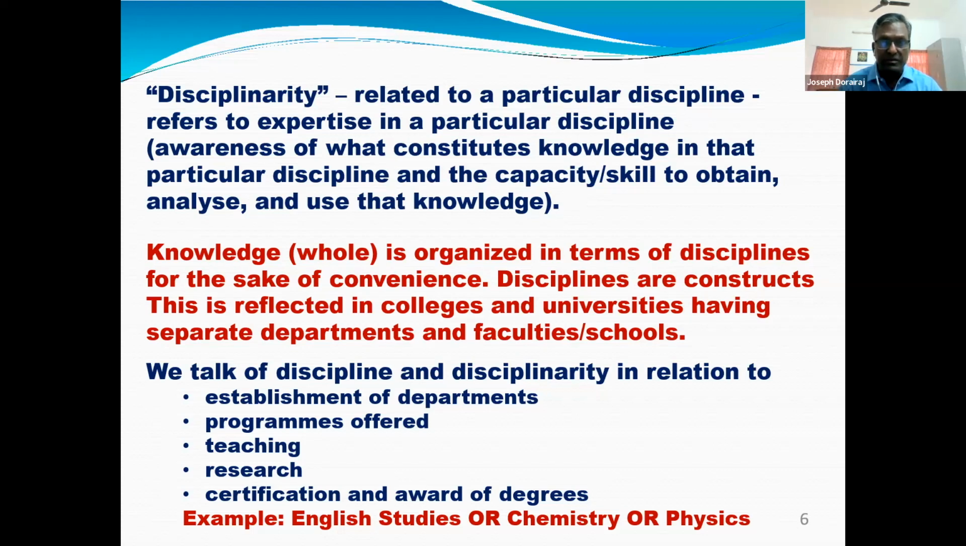We talk of discipline and disciplinarity in relation to the establishment of departments, programs offered, whether it is an undergraduate program or a postgraduate program or a research program. And we talk of discipline and disciplinarity in relation to teaching, research, and certification and award of degrees. I have a PhD in English. I have a PhD in physics. I have a PhD in chemistry. Fine.